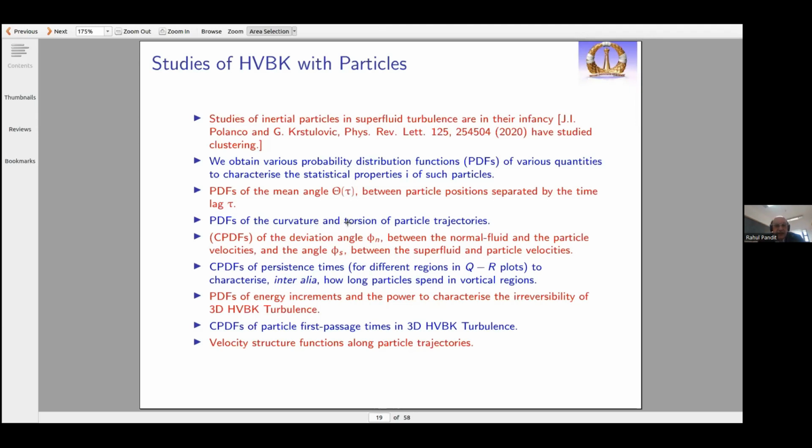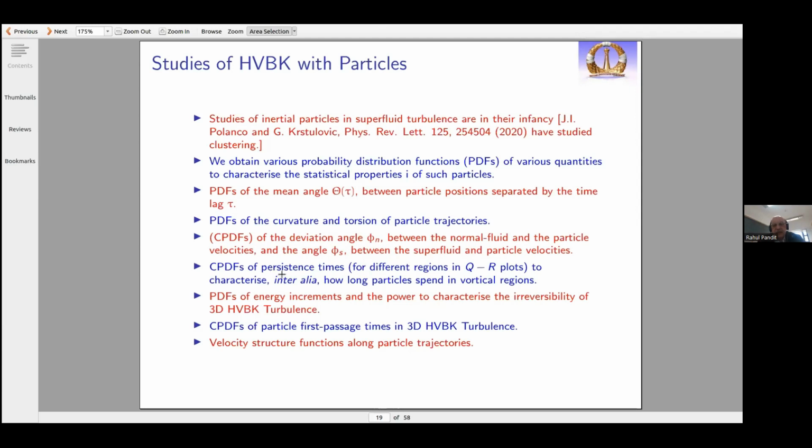Similarly, when you have particle trajectories, you can calculate their curvatures and torsion, and you can get PDFs of those. You can ask whether for a heavy particle, let us say, what is the angle between the Eulerian velocity and the particle velocity? Let's call that phi n for the normal fluid and phi s for the superfluid. We can get CPDFs for these.